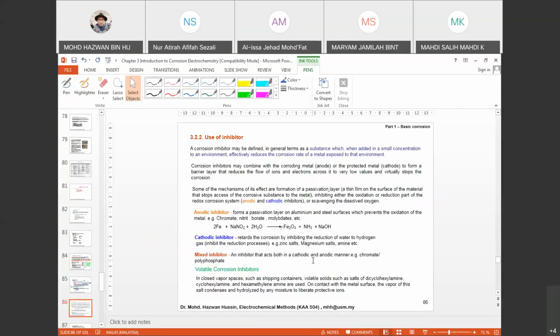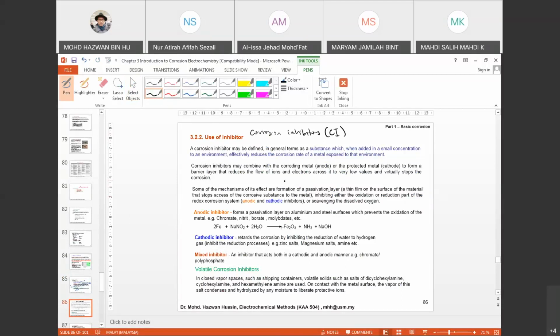Secondly, for modifying the environment, we can use a corrosion inhibitor, or sometimes we call it CI. Okay. So corrosion inhibitor is basically my area, during my master's and also my PhD.